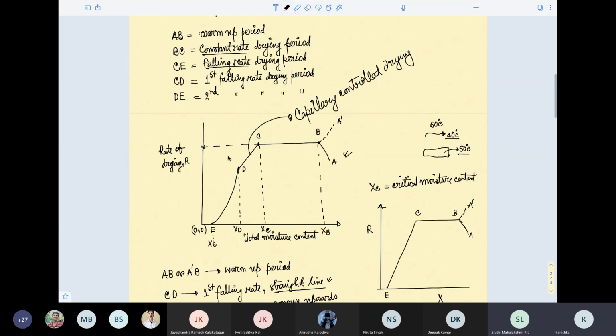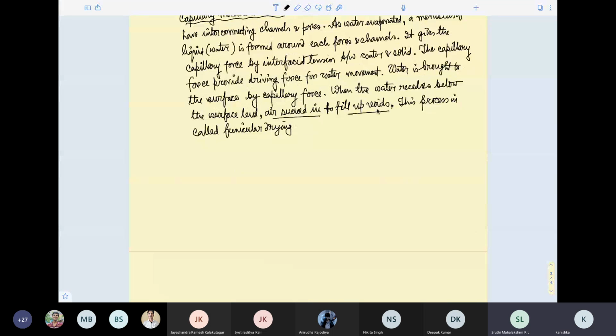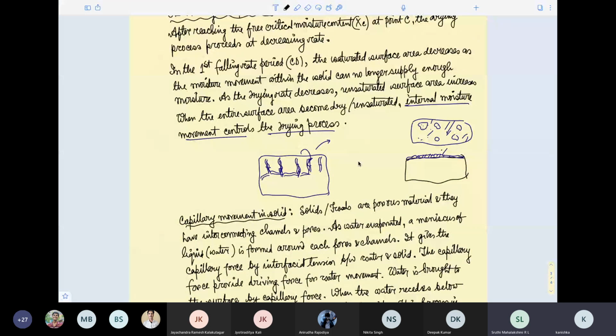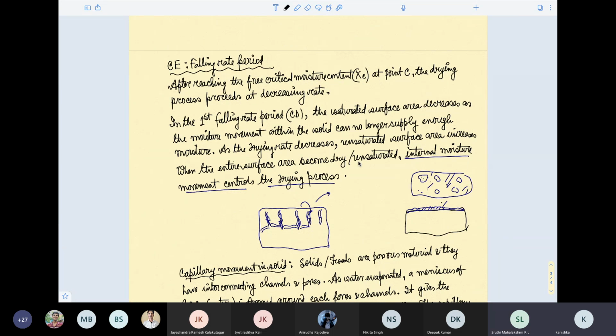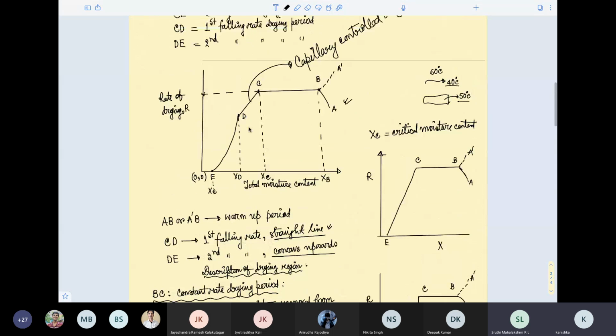So when it reaches D, the air is sucked in, it goes down, and the water is no longer provided by capillary movement. Now what happens? During that time, the temperature of the food material increases quite high, because initially when the water is quite high, it also provides some cooling effect. Now the water amount is very low during this drying process, and you are supplying, let's say, 60 to 70 degrees centigrade hot air.